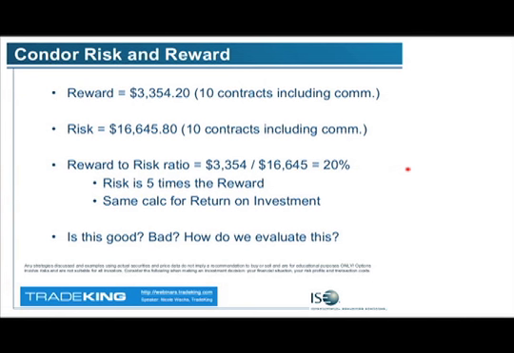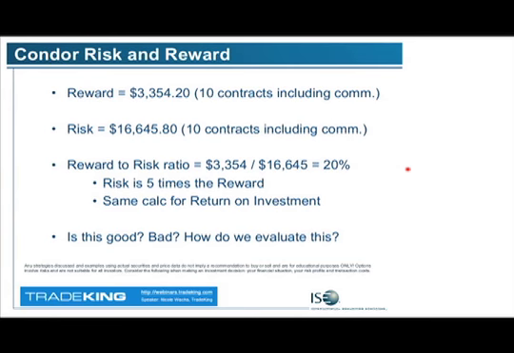So that means that potentially you could earn 20% within 50 days, right? This is not an annualized number. This is just talking about within 50 days. And if I could make 20% every 50 days, that would be fantastic, right? But when you see the numbers of trying to make 3,000, potentially lose 16 or 17,000, that doesn't sound so great, okay? So how do we evaluate this?